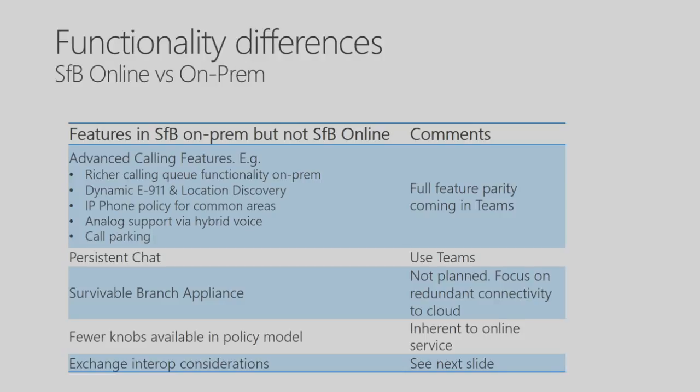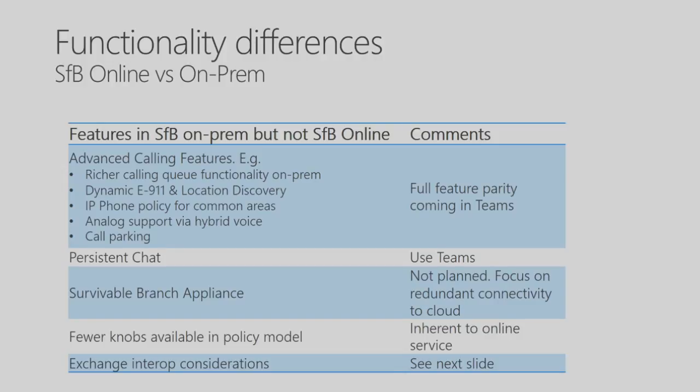A lot of folks find they can work around it and just change what they do on-prem. Others find, hey, I need that. If you really do need that, our plan to deliver that feature parity is coming through Teams in the future, right? And so when we have Teams, that's when we're going to really fill in all of those feature gaps. Another feature that we don't have in Skype for Business Online is persistent chat. We had that in Skype for Business on-prem. Our solution for persistent chat online is Teams, right? So that's where we're going.